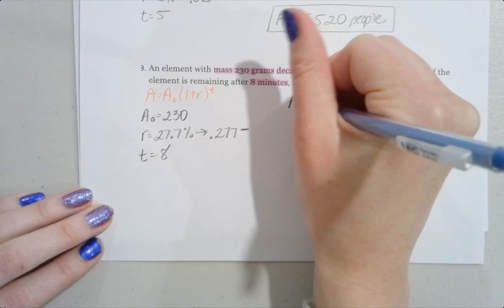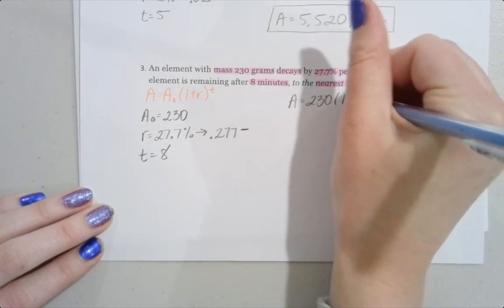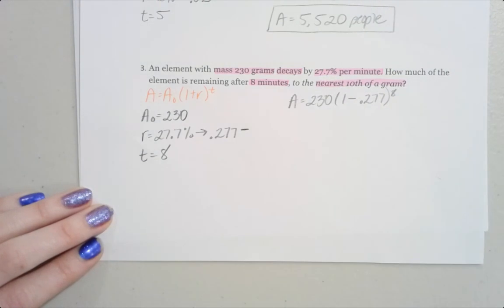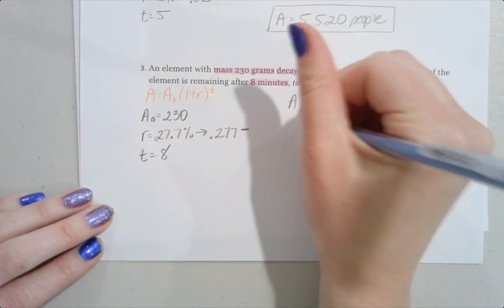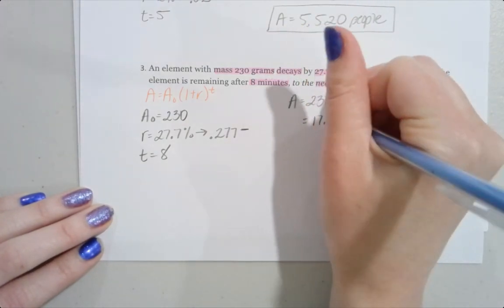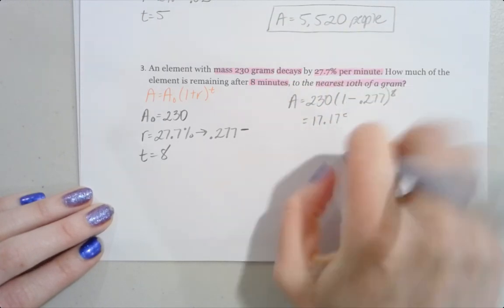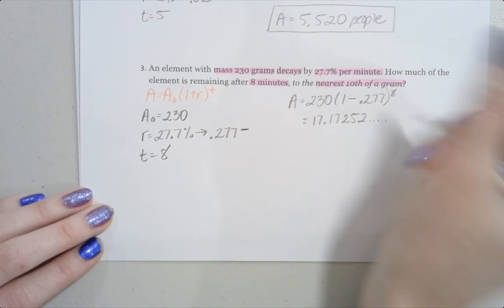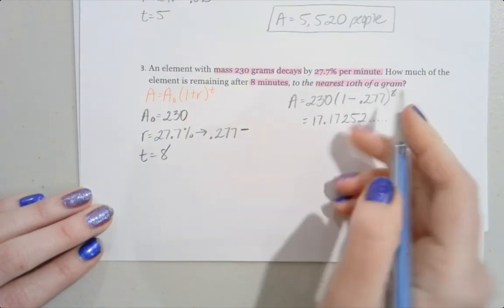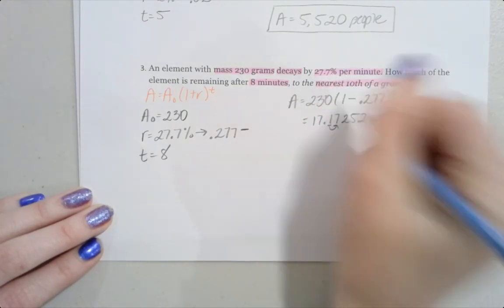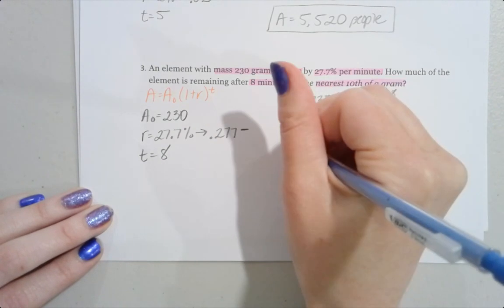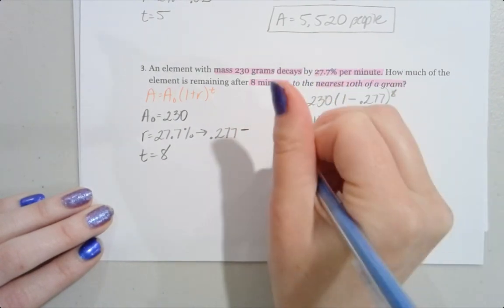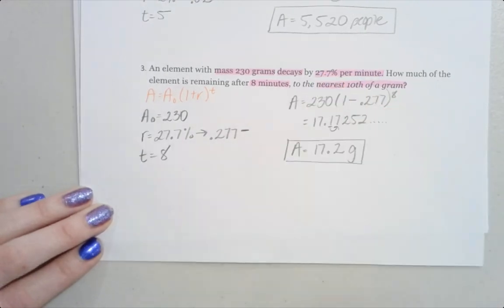So we've got 230 times 1 minus 0.277 all to the power of 8. Again, type all this into your calculator. You're going to have 17 point, and we've got a couple of numbers here after this decimal. It does keep going, but we are rounding to the nearest tenth, so we're going to look here, which means that we are going to round up. Final answer of 17.2 grams of this element.